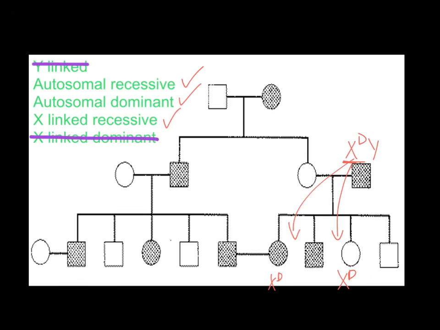So the conclusion that we've come to here is that the trait in this pedigree could be represented by any of these modes of inheritance, and we would need more information to further discern the actual mode of inheritance for this trait.